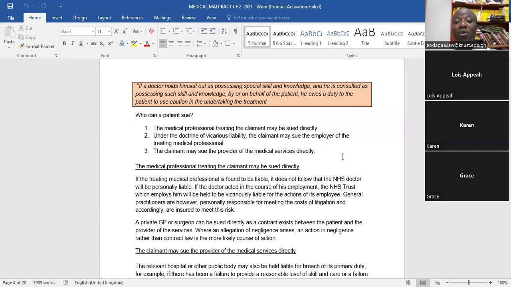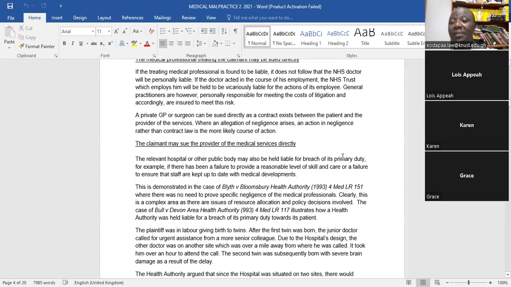So if you remember, we looked at those cases where, for example, a hospital which to all intents and purposes presented itself as having been opened for service, and a patient was rushed there and it appears they were actually not working, and things went wrong. The court said that yes, a duty of care was owed and all that. So in that case, the hospital is being held directly liable, if you like, not because of vicarious liability.